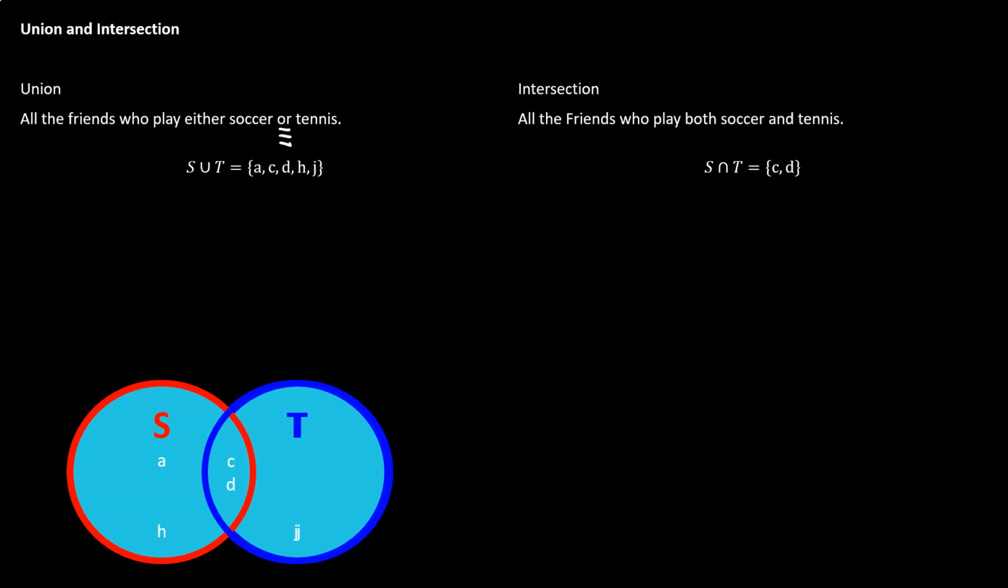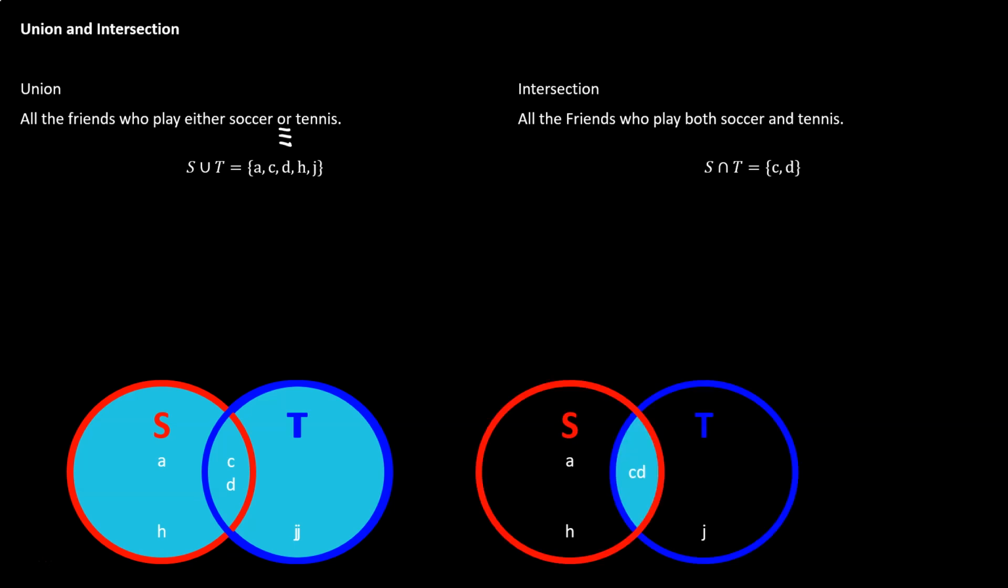And an intersection is kind of the opposite of a union. The intersection of these 2 sets represents all the friends who play both soccer and tennis. So Alex does not play tennis, therefore Alex would not be in the intersection. Casey and Drew play both soccer and tennis, so Casey and Drew are in the intersection. So intersections are often represented with the word and.